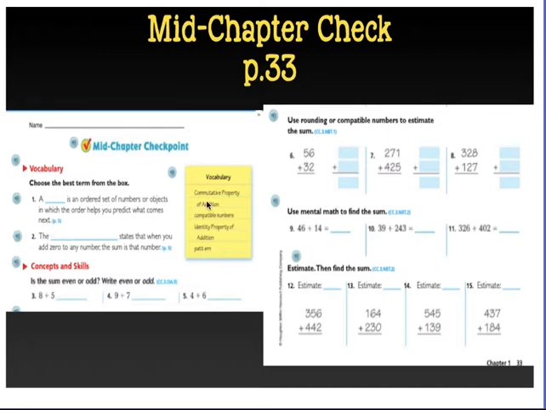So would that be the commutative property of addition, compatible numbers, which we didn't talk about, identity property of addition, or would that be a pattern? So you decide which one it is, and then you write it right here. Mrs. Craig is going to put down pattern because I think that's what this answer is. And then I'm going to make sure I cross it off the list right here.